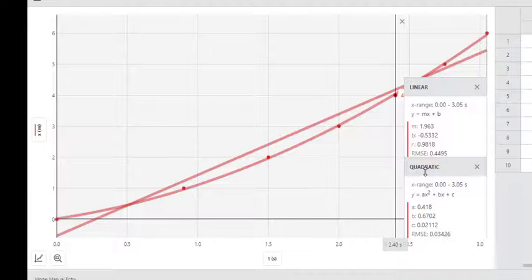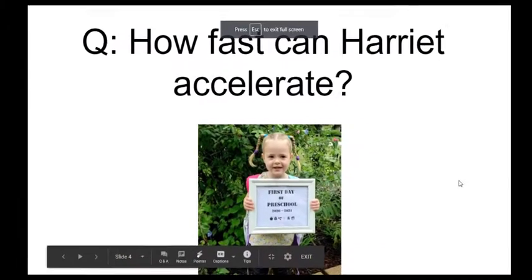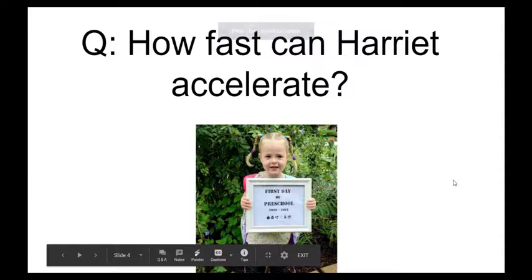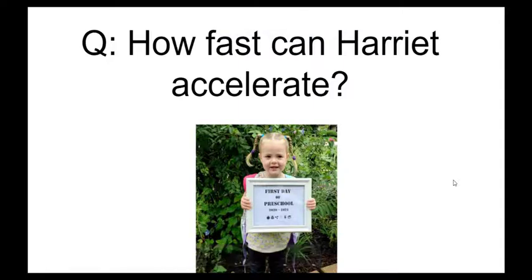So I'm going to guess that this is quadratic, meaning she does not have a constant velocity, which a flat slope would show. It means she has a changing velocity. So that leads me to the question, how fast can Harriet accelerate? Because she's changing her velocity, so she is accelerating.